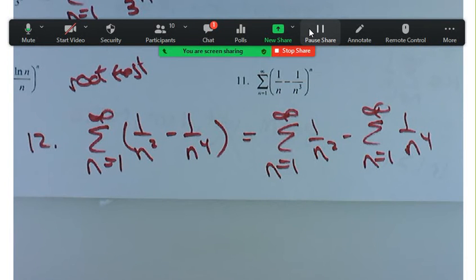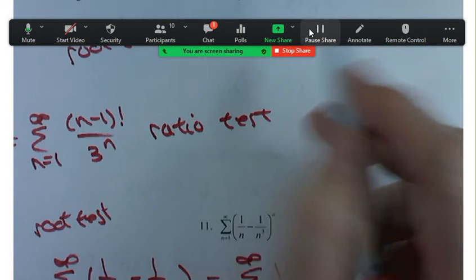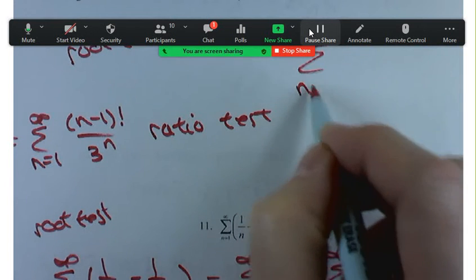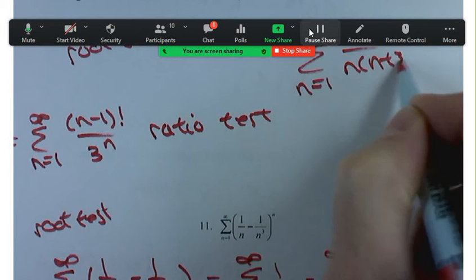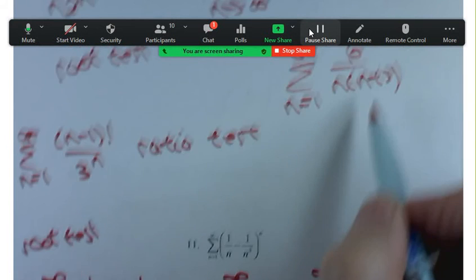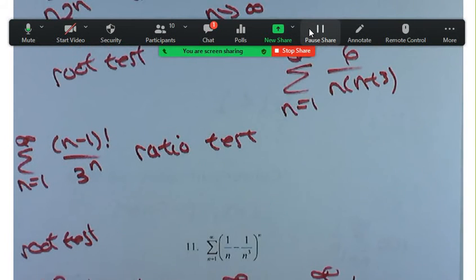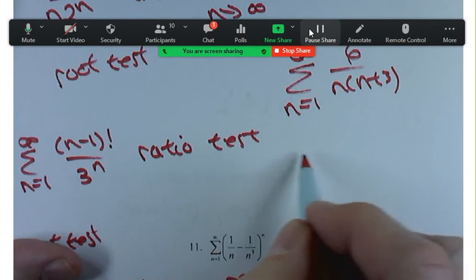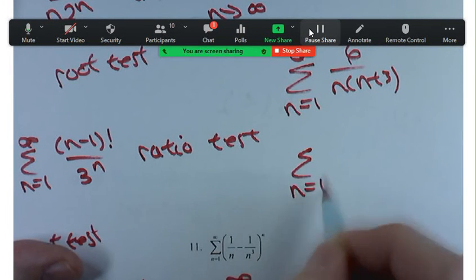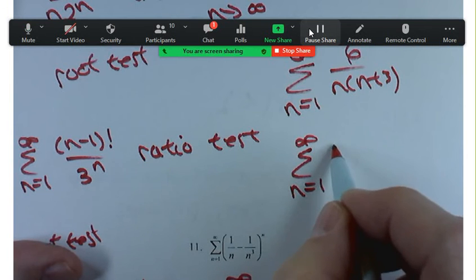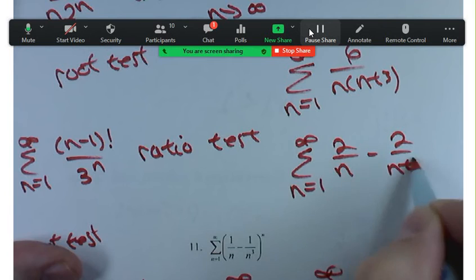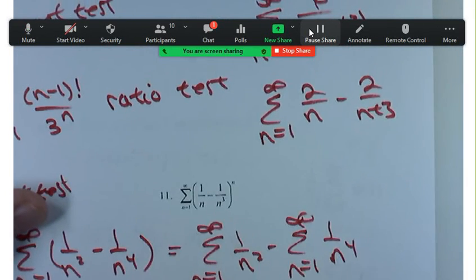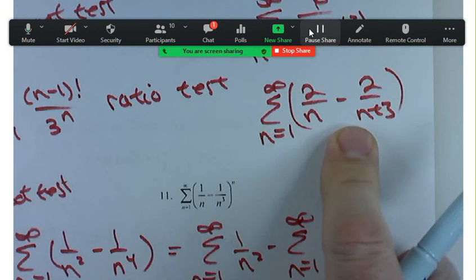Now, if you want an example of a telescoping series, that'd be something like the sum from n equals 1 to infinity of 6 over n times n plus 3. And then you have to split that up using partial fractions. So that's where you'd end up. Now, I can't remember, but I think this one splits up like this: 2 over n minus 2 over n plus 3. And that's a telescoping series.